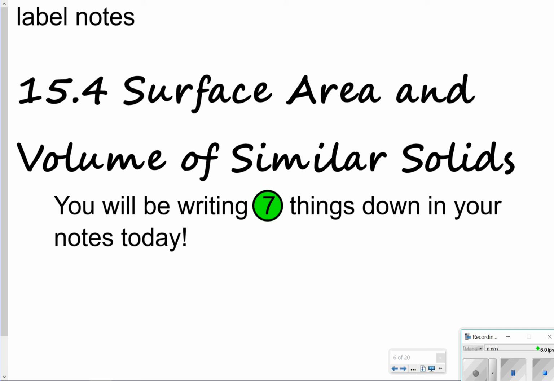Today we're going to be looking at lesson 15.4, the surface area and volume of similar solids, and just see how they relate to one another. Today we're going to be writing down 7 things, so let's go ahead and get started.